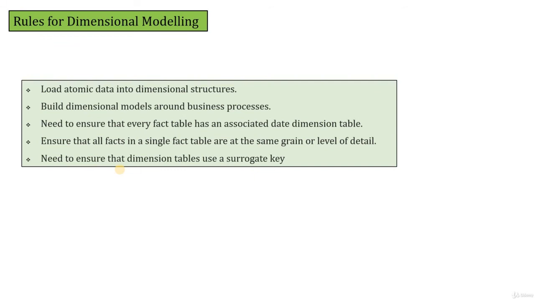Need to ensure that the dimension tables use a surrogate key. What is a surrogate key? A surrogate key is a unique identifier used in databases for a modeled entity or an object. It is a unique key whose only significance is to act as a primary identifier of an object or an entity, and it is not derived from any other data in the database and may or may not be used as a primary key.